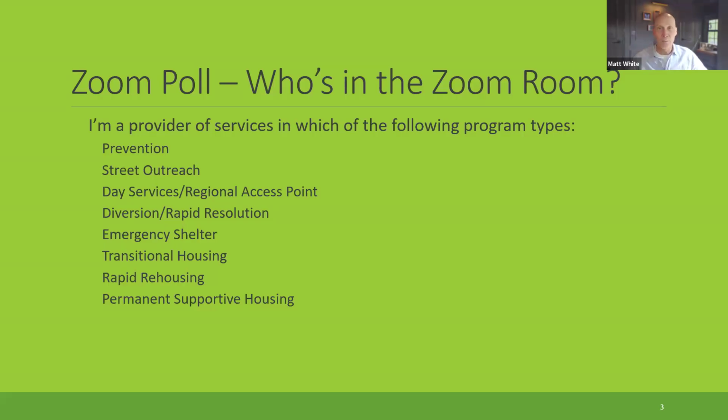You can choose multiple answers, and it's populating as people fill out. So we'll just give it a couple of minutes, but it looks like we have a pretty great distribution across all of these component types. Right now, a lot of folks are primarily focused on prevention, but we also have representation from street outreach, day services or regional access points, diversion or rapid resolution, shelter, and then transitional housing. It looks like there are also some folks from rapid rehousing and permanent supportive housing. So it's a great distribution across all of these.